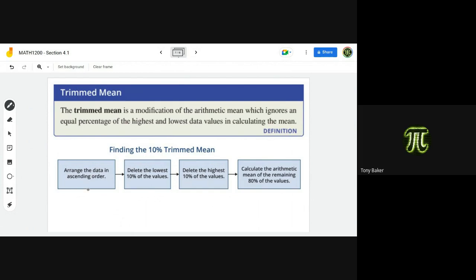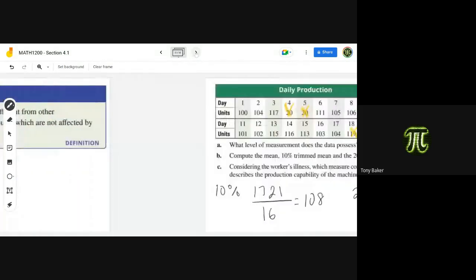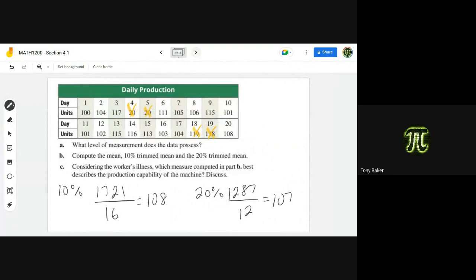Arrange the data in order, because you kind of need these in order, or you don't necessarily have to, as long as you can find them. You're going to delete the lowest 10% of the values and the highest 10% of the values, and then calculate the mean of the remaining. So for 10% of 20 numbers, that's 2.